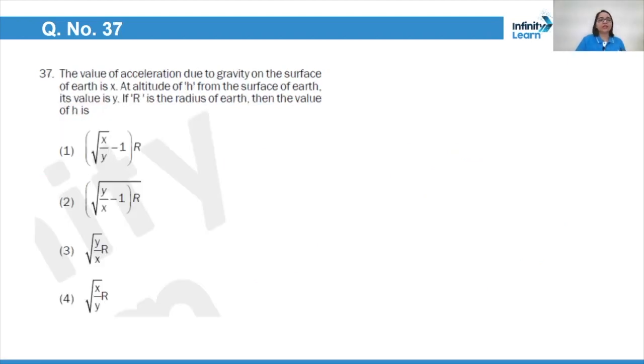Question number 37. The value of acceleration due to gravity on the surface of the earth is x.